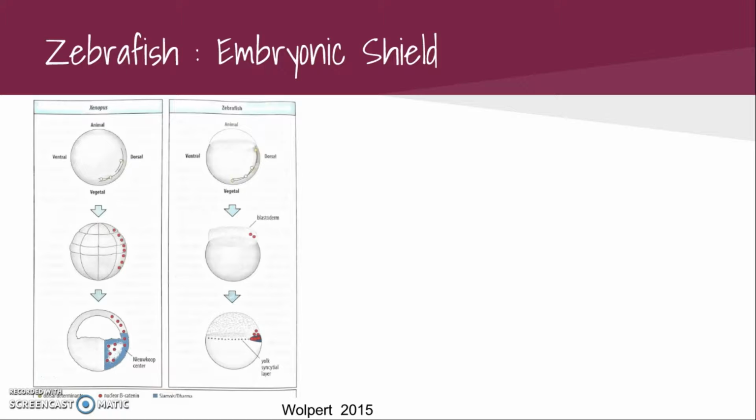As shown in the figure on the left, both Xenopus and zebrafish have an identical basic body plan. This implies that the embryonic shield in zebrafish is analogous to the Xenopus organizer.